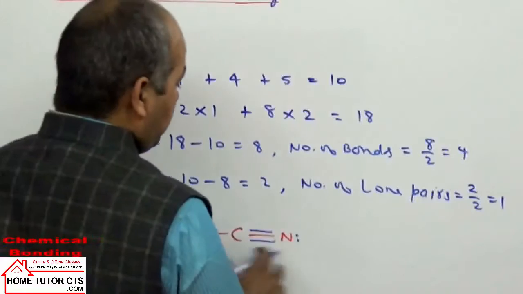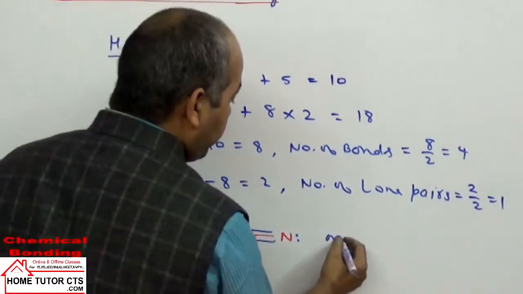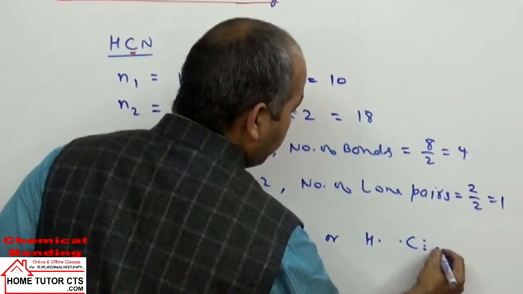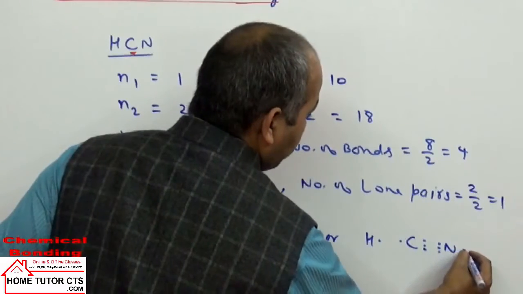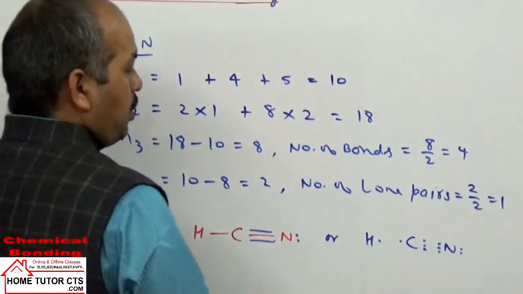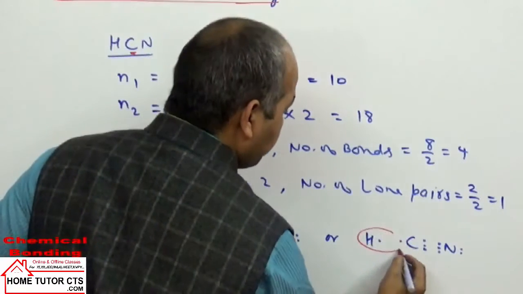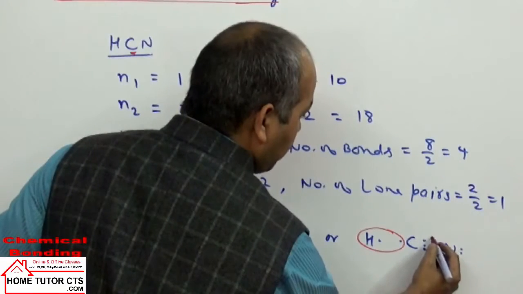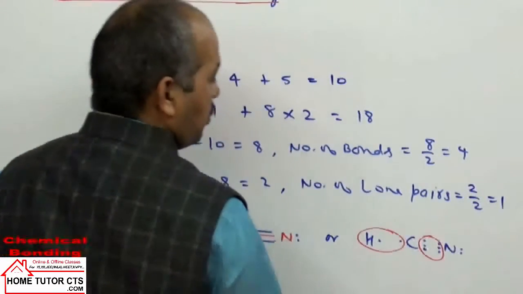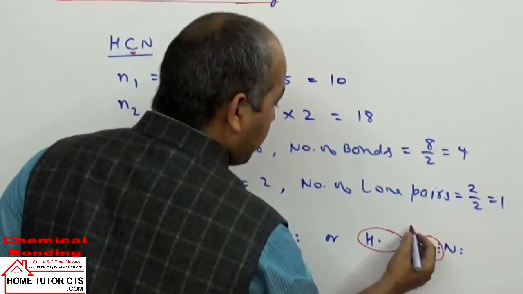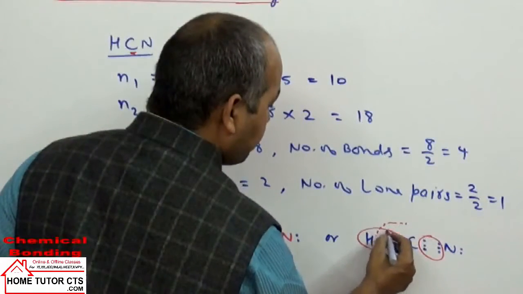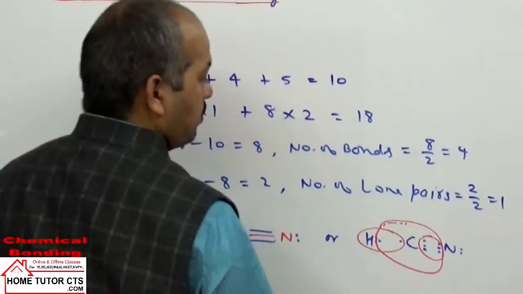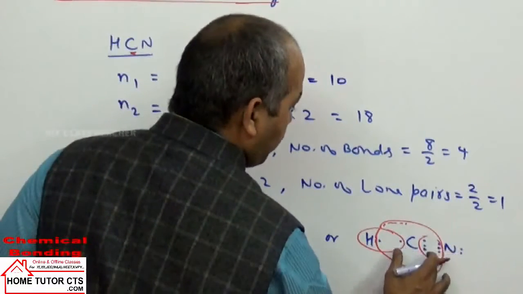This can be taken as the Lewis dot structure. This can be written in dot form. Here, hydrogen, carbon, nitrogen. Hydrogen will form single electron sharing. This will form 3 electrons, this 6 electrons shared. As a whole, after sharing, carbon will have as a whole... means you can take for nitrogen this one here.